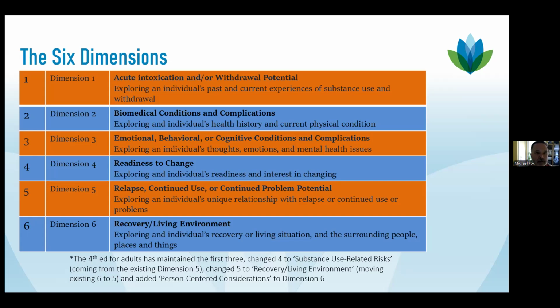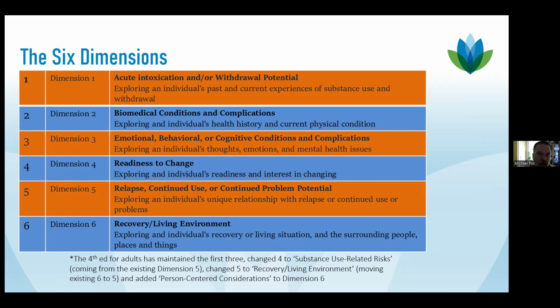In dimensions 4, 5, and 6, they also ask us, if the person has identified co-occurring needs, mental health and substance use at the same time, to rate mental health and substance use separately for readiness to change, continued problem potential, and environmental, community, or family support. So that's a broader view. Dimension 3 has some sub-dimensions of consideration, and there's increased complexity in each of these.